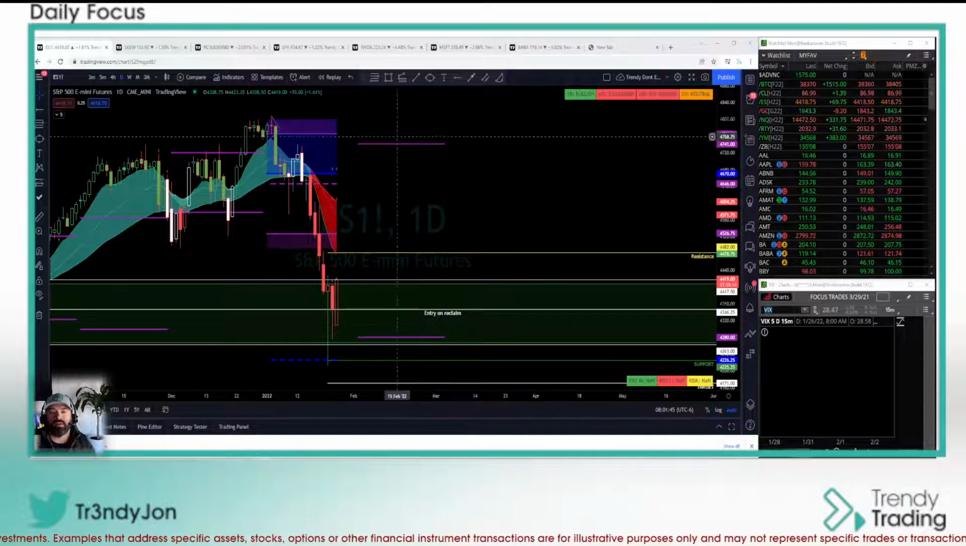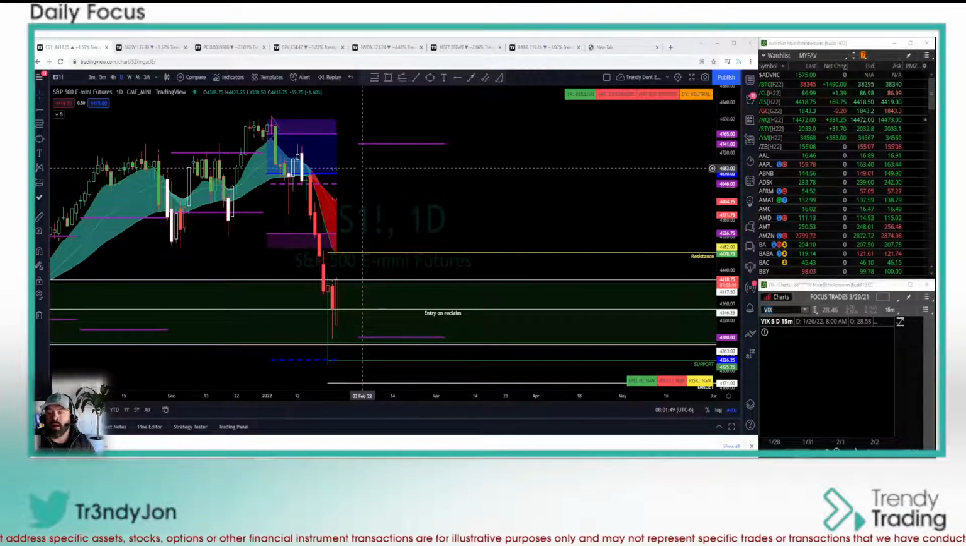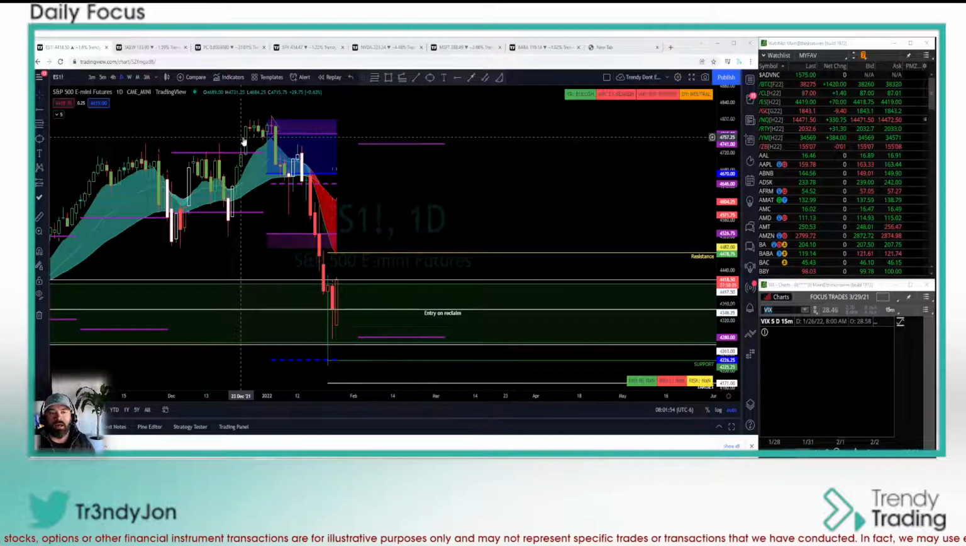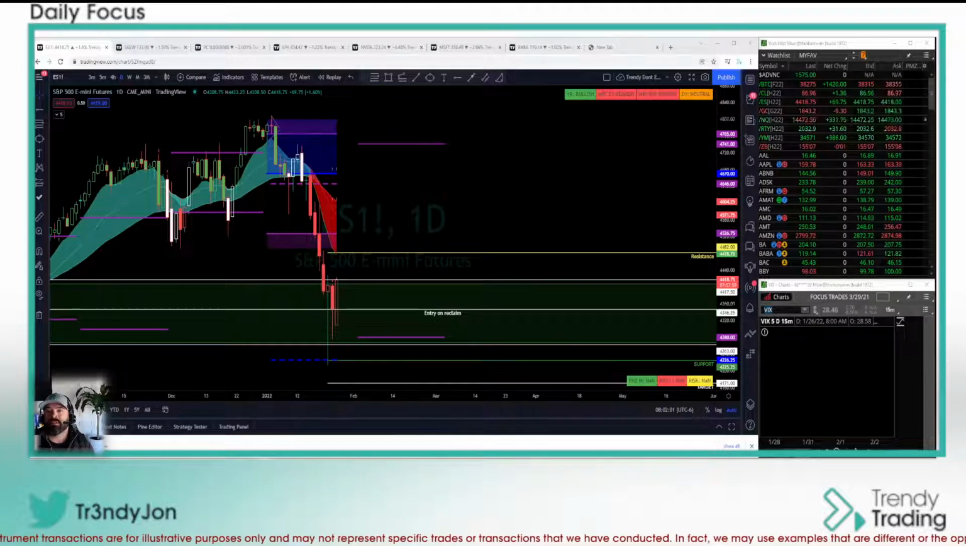What I'll be using is TradingView and Thinkorswim. Thinkorswim will be watching on the side. TradingView I use primarily for my charts. And we'll be going over how I use my setup to make trading that much easier during the day.